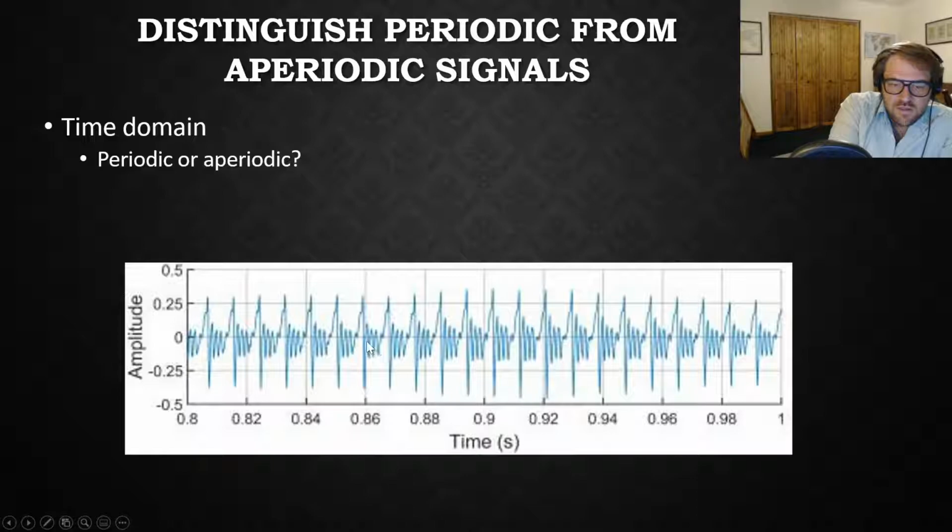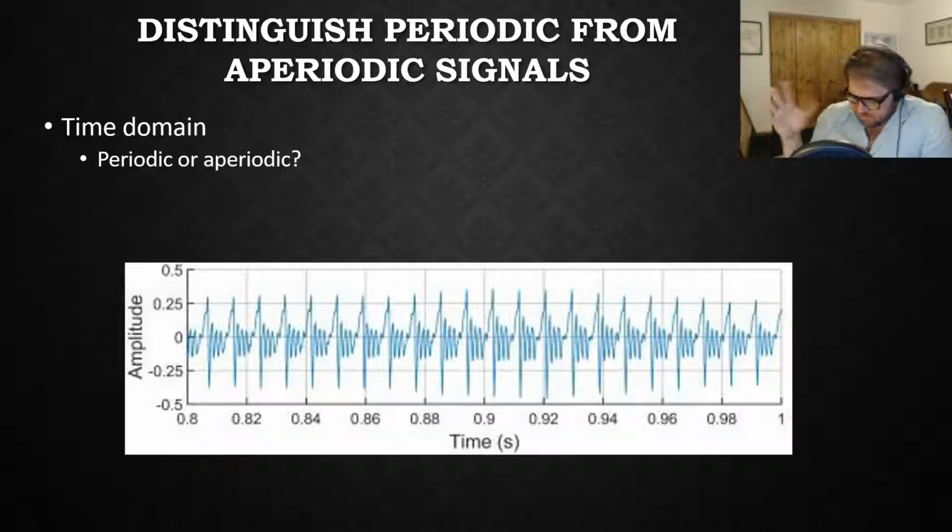So this repeats 1, 2, 3, 4, 5, 6, 7 times. So this was 0.06 divided by 7 is 0.00857. So we're going to do 1 divided by 0.00857. This is 117 hertz. And that we actually can hear. Lowish, but we can hear it. Okay, next. Let's go back to the one that we were on.